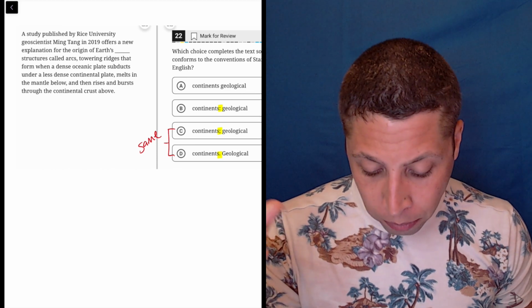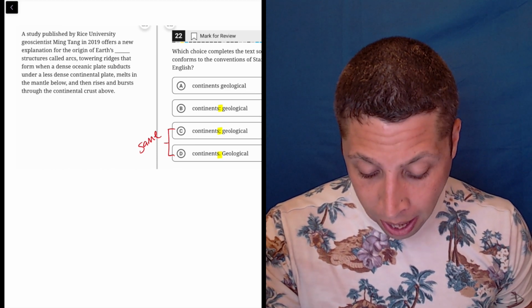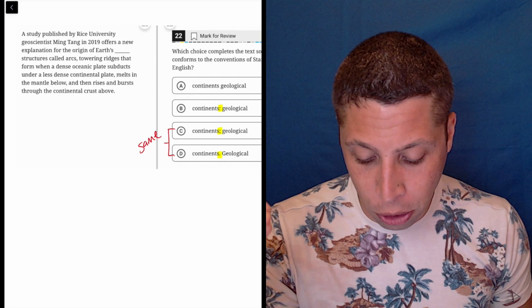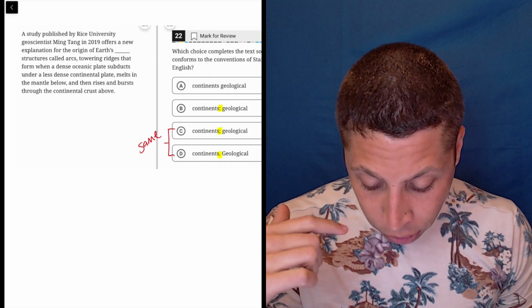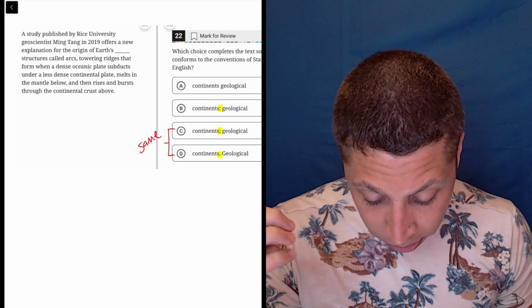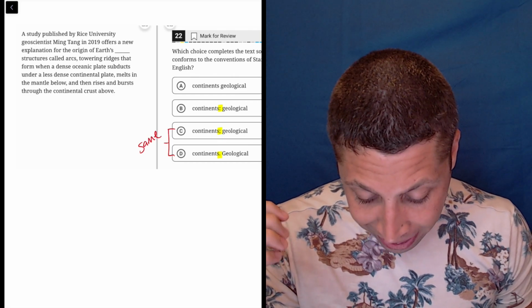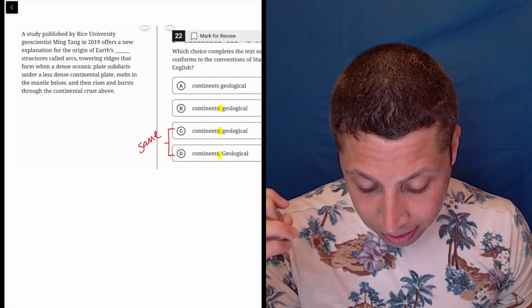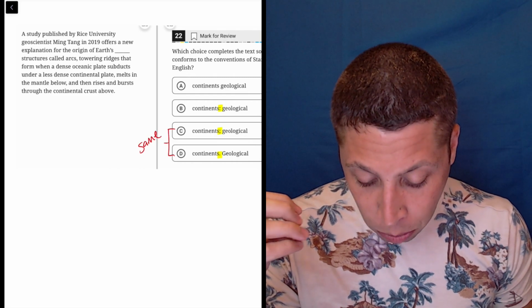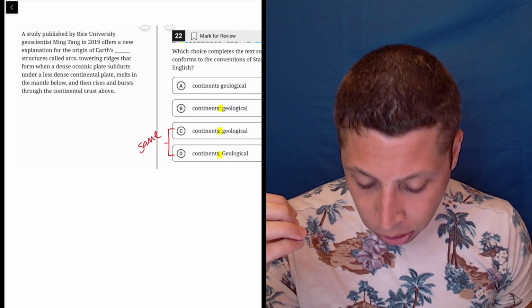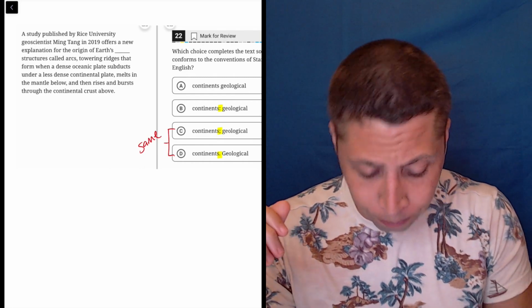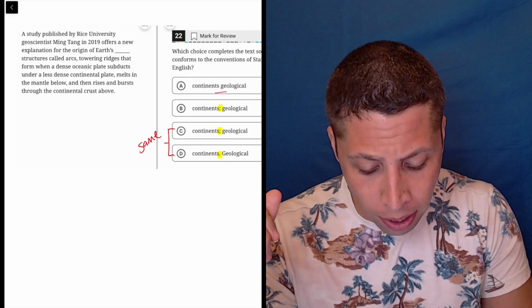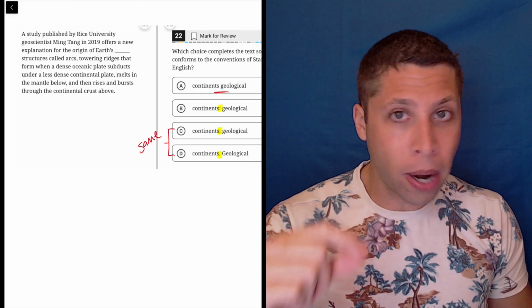A study published by Rice University geoscientist Ming Tang in 2019 offers a new explanation for the origin of Earth's continents. Geological structures called arcs, towering ridges that form when a dense oceanic plate subducts under a less dense continental plate, melts in the mantle below, and then rises and bursts through the continental crust above. Well, that's a long sentence. Hopefully you can already hear that we need a break here.